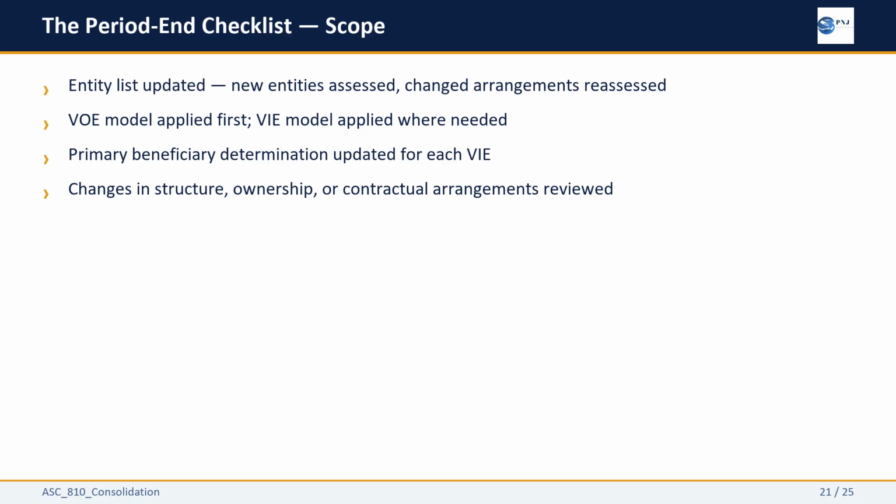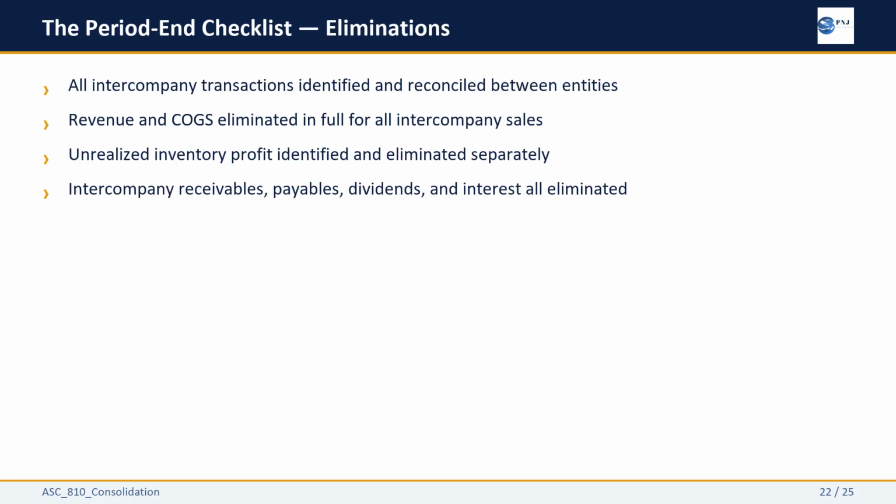The period-end checklist keeps the consolidation process complete and defensible. Start with scope. Update the entity list. Assess new entities under the VOE model, then the VIE model. Update the primary beneficiary determination for any VIE where facts have changed, and review any changes in ownership or contractual arrangements. A change in any of these could change the consolidation conclusion, and the documentation must reflect current facts, not last period's assessment. In the eliminations section of the checklist, confirm all intercompany transactions are identified and reconciled between entities.